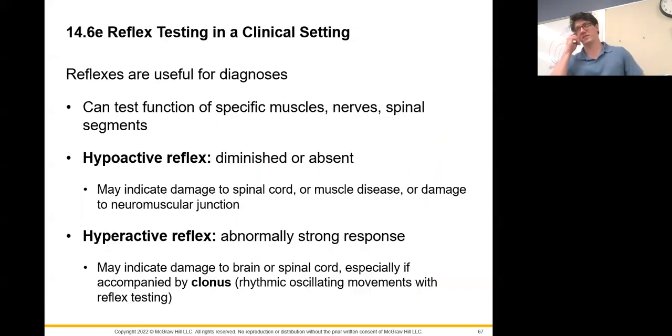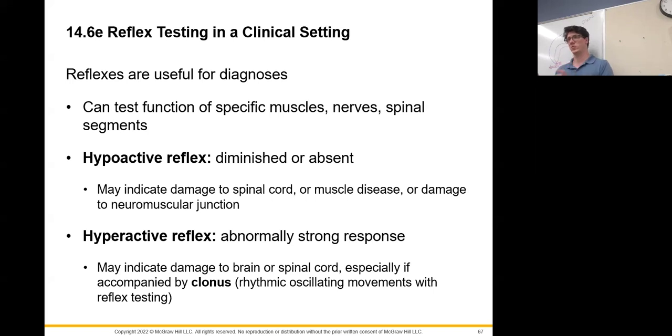Now, reflex testing is actually going to be very important. That's because we're going to use these in many cases to determine proper muscle function or proper nerve function, okay? Or in some cases, even proper spinal function. If you have damage to the muscles, they're not going to do what they're supposed to do. They're not going to be able to go through the reflex. If you have damaged the nerves that innervate those muscles, they will also not have the reflex work the same way. They might be hypoactive, they might be hyperactive, or they might not work at all.